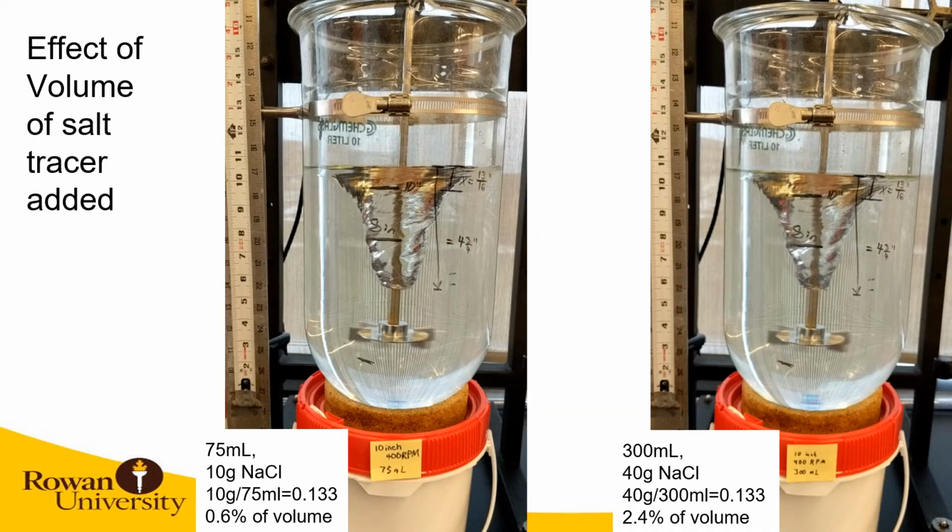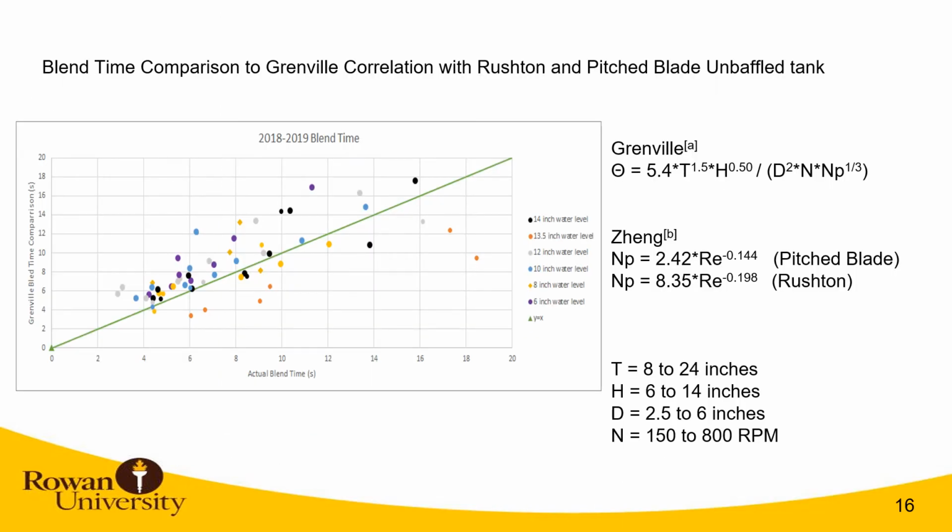Okay, so one of the problems that we have here is when we add a tracer to start the experiment, there's a point where the volume that we're adding does not become negligible anymore, and that's just one of the problems that we face. So the figure here is a parity plot that compares the data that we took at different liquid levels to the Grenville correlation for baffled tanks. The data doesn't fit it perfectly because we're taking it in unbaffled tanks, but it does generally fit the trend that the Grenville correlation shows.